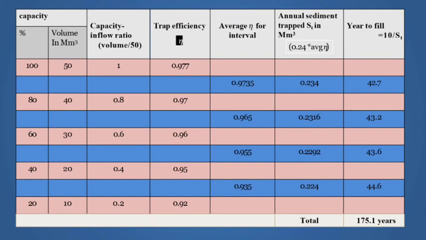Here the interval that we have taken is 20%, that is 20% of initial capacity, which is 10 million meter cube. So to find the number of years, we have to divide 10 by the sediment that gets deposited in 1 year. So we obtain the years that it takes to fill 20% with sediments, another 20 over here, and then we add all of this to find the life of the reservoir.